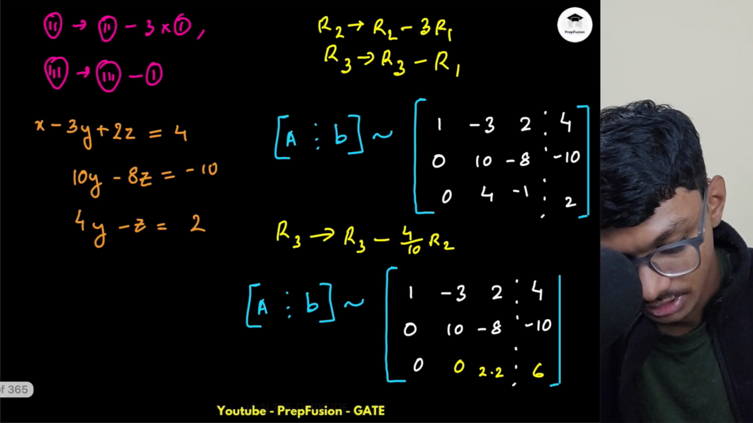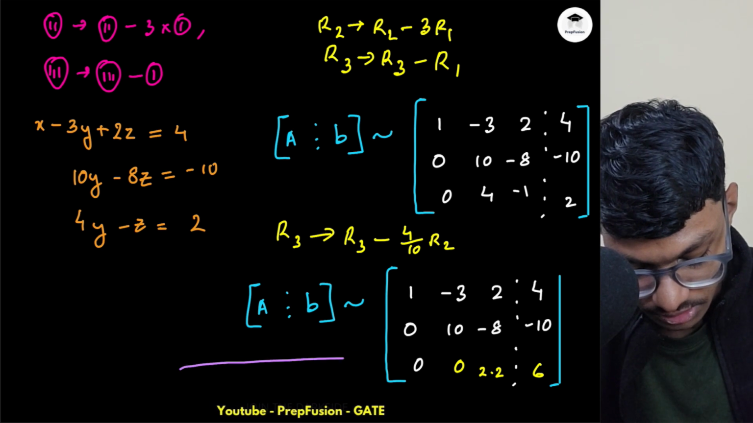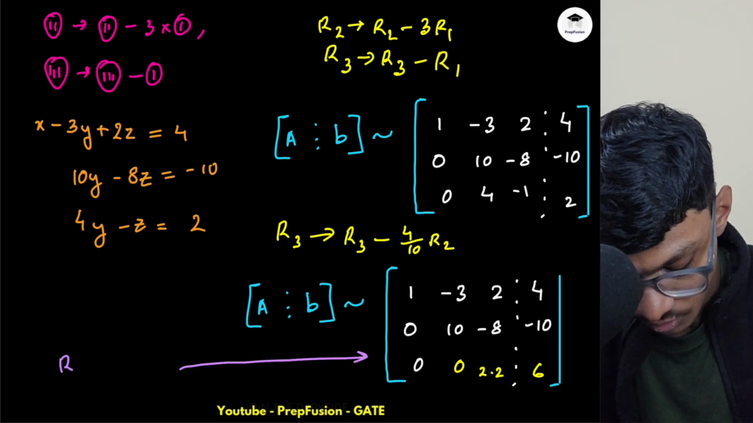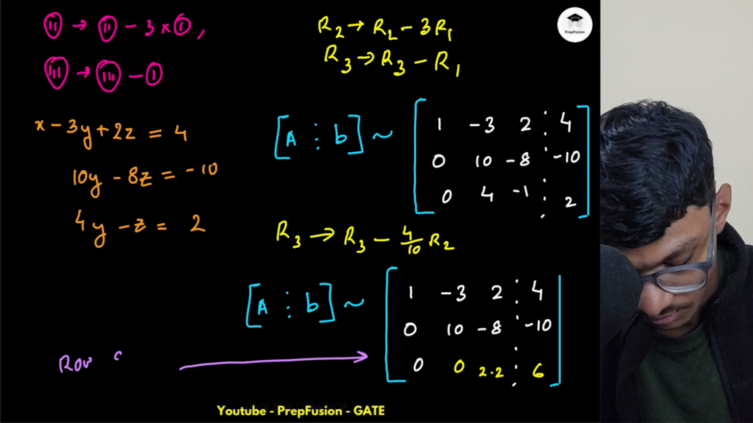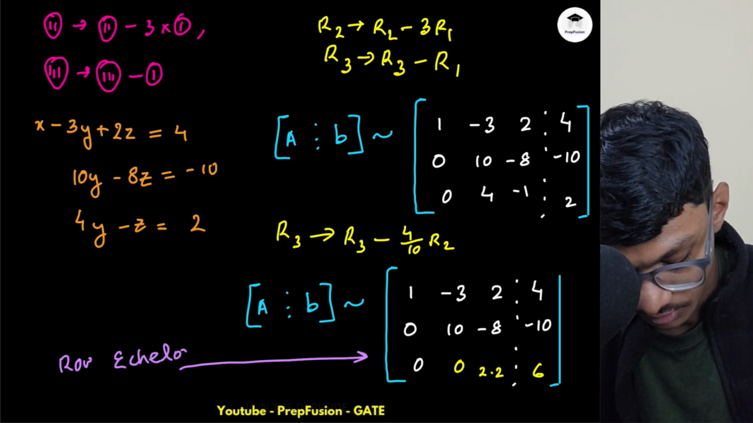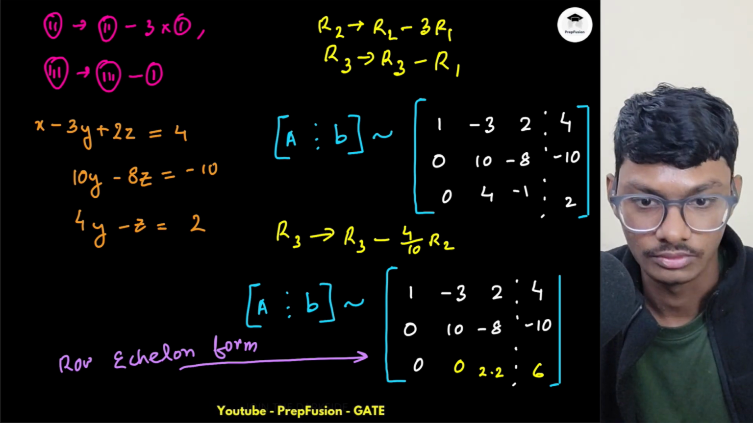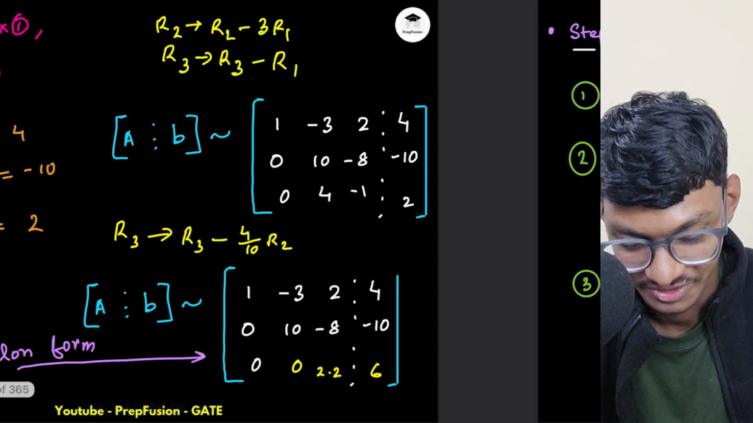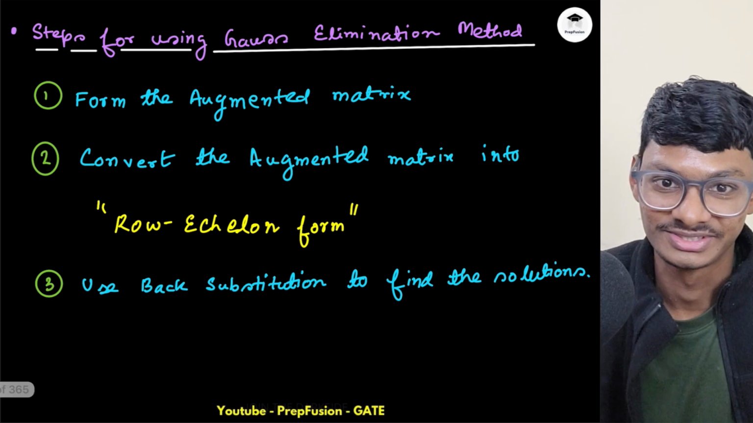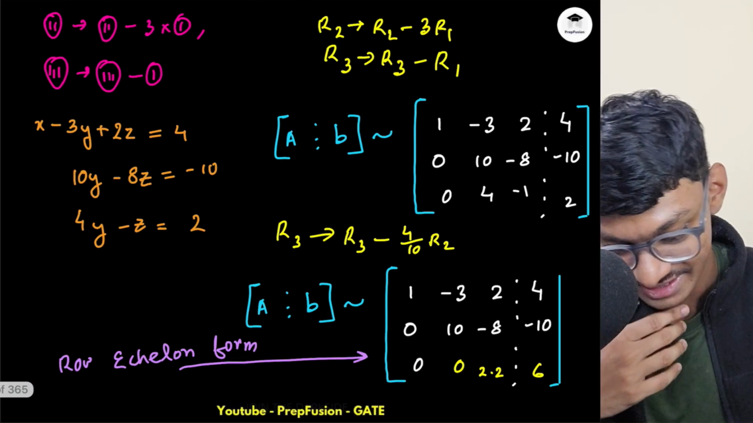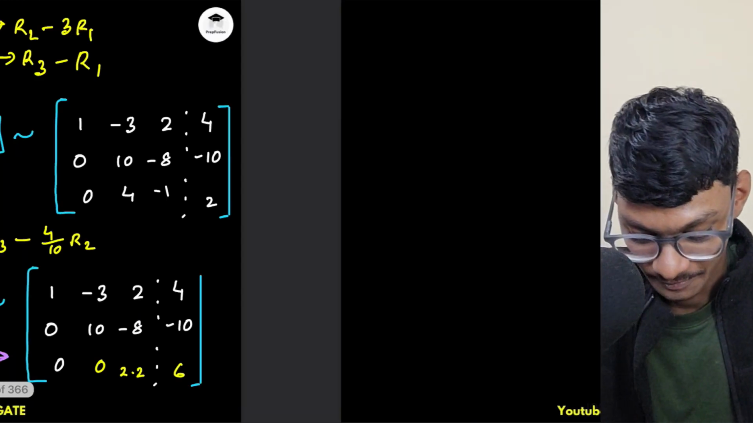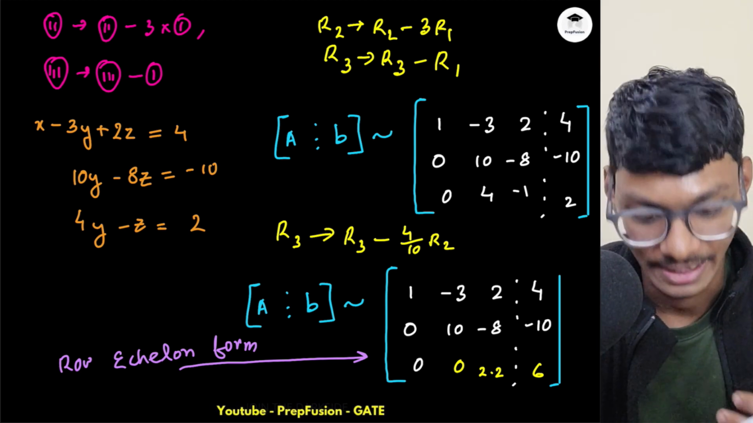Now this form is known as row echelon form. We'll learn about this. I'm just giving you a teaser right now. Okay, 45 minutes have already gone and we have not even been through 50% of whatever we have tried to learn. Okay, that is unfortunate. So we have to ramp up our speed.